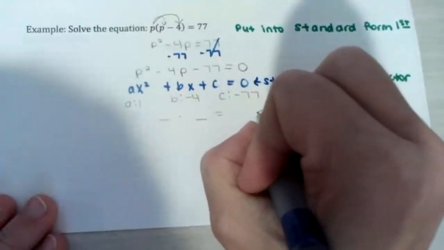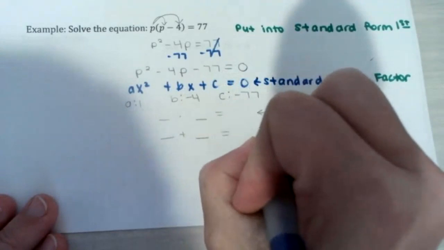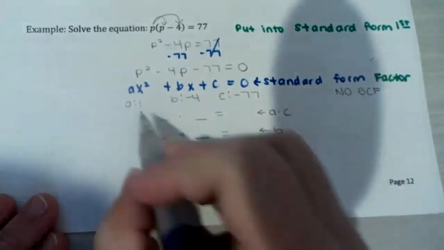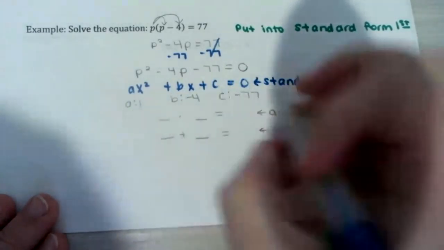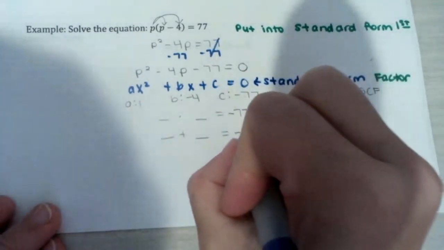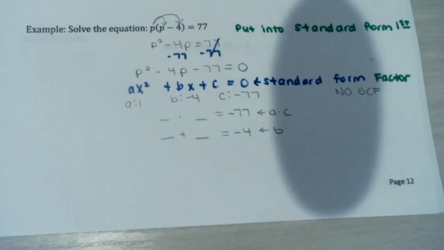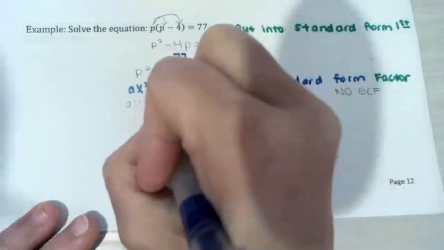So we're looking for two numbers that multiply together to give us A times C, the same two numbers to add together to give us B. So A times C, 1 times negative 77, is negative 77. And then B is negative 4. So what two numbers multiply together to be negative 77 and add together to give me negative 4? 7 and 11 is what I'm thinking.